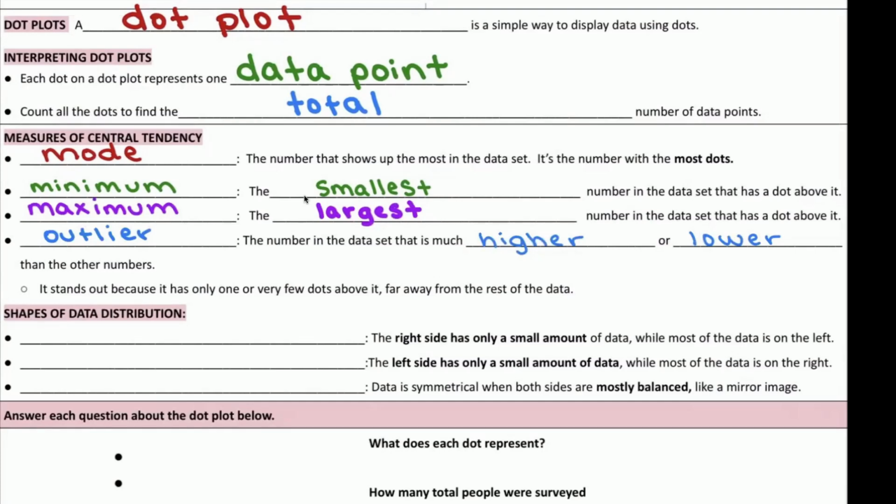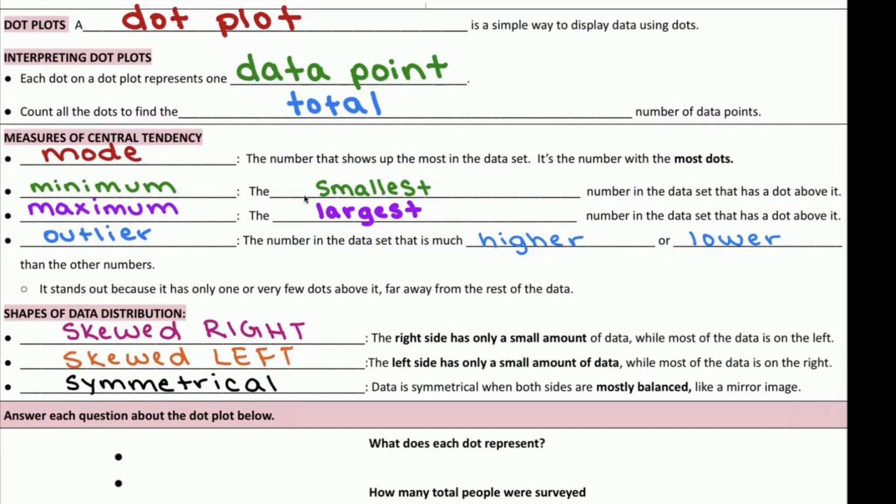Now let's talk about shapes of data distribution. Skewed right means there's only a little bit of data on the right side. Skewed left, there's only a little bit of data on the left side. Most of the data is on the other side. And then symmetrical's even, okay? So it's when both sides are mostly balanced, like a mirror image.